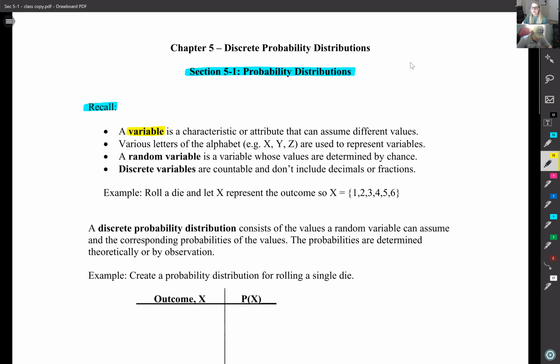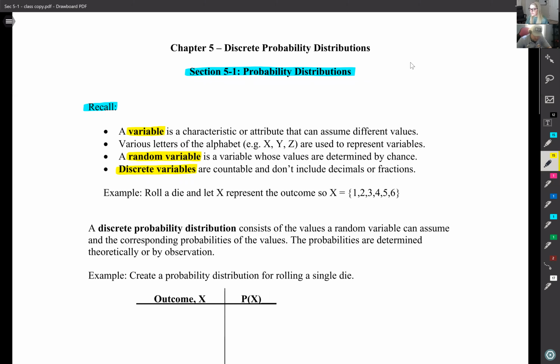We also talked about this thing very briefly. I think I literally defined it and said we would discuss it more later. And this is a random variable. A random variable is a variable whose values are determined by chance. I think we talked about that like week 1, so that probably didn't make much sense, but it's going to make more sense because we've learned probability. Lastly, discrete variables are countable and don't include decimals or fractions.